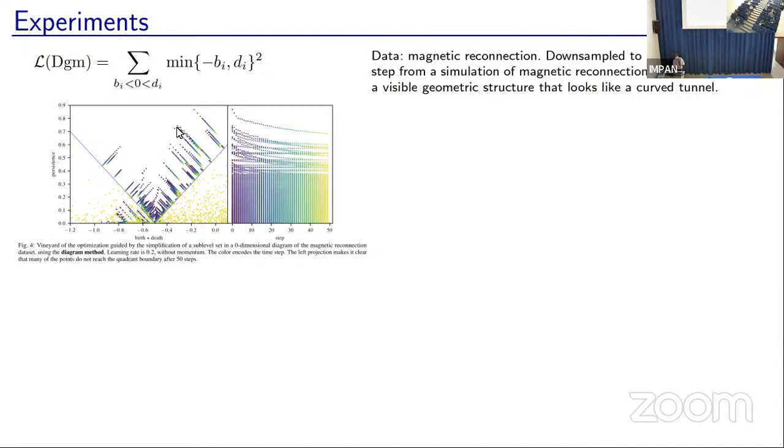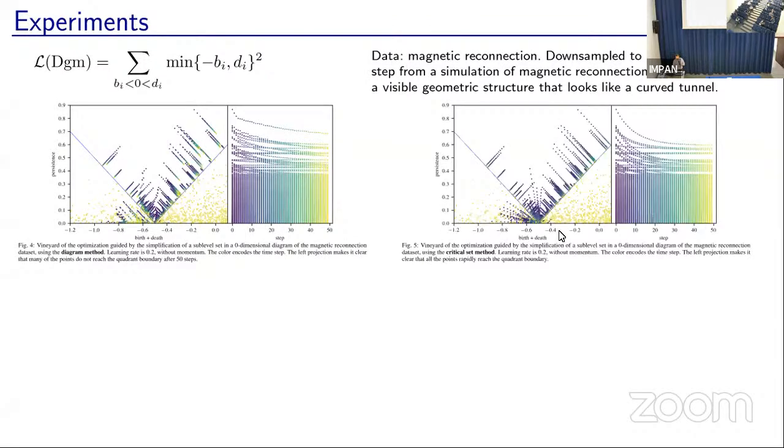And in this view, it's helpful because you can see where the points started versus where they end up. Maybe the point of this plot is that in 50 steps, not all of them reach the quadrant, right? So you don't completely simplify this. On the other hand, if you use what I described, the critical set method, then in fact it takes much less than 50 steps. Everything shoots outside of the quadrant. Although what you see also is that not all the points are following straight lines to the closest point. Other points are pushing them in different directions.